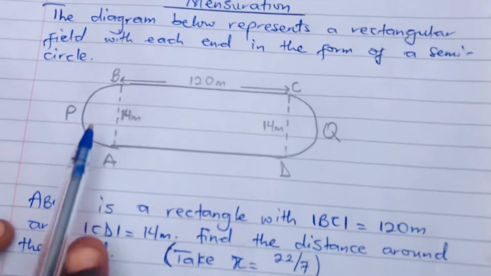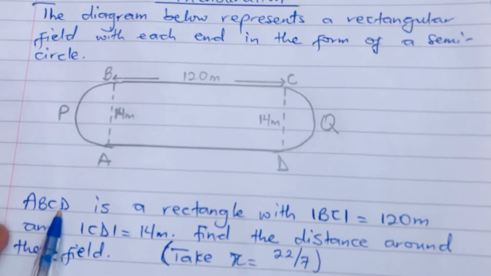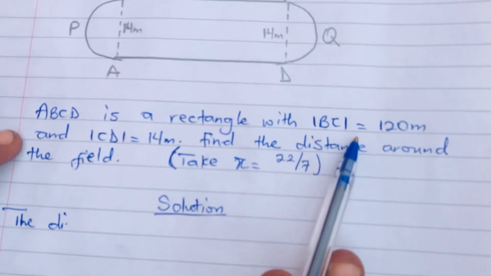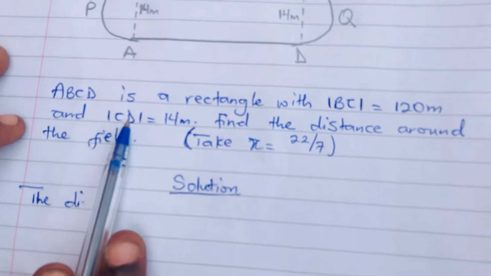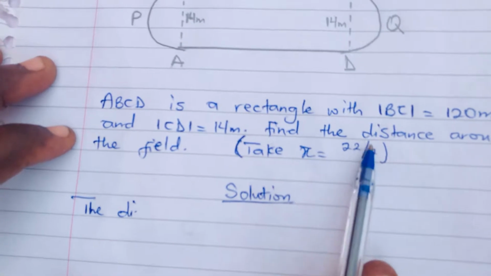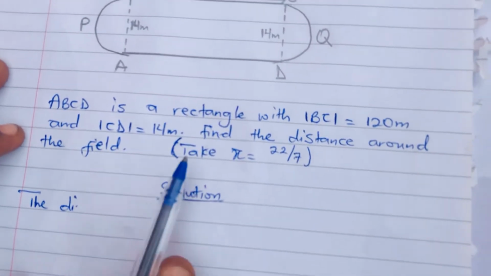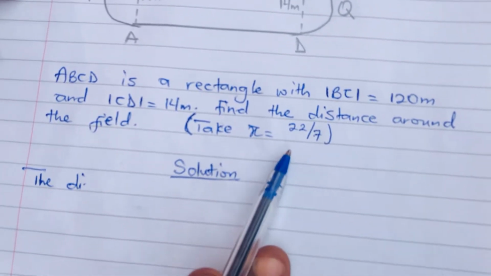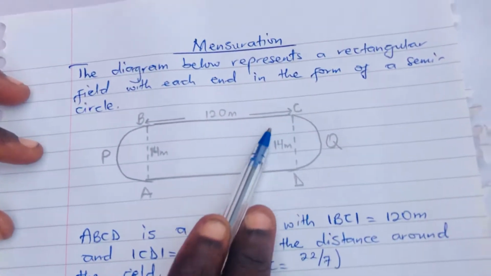a semicircle. So in this case we have A, B, C, D. It's a rectangle with line BC to be 120 meters and line CD to be 14 meters. So we are to find the distance around this whole field. Then they are saying we should take pi to be 22/7. So the first thing to do over here is to find the diameter of the semicircle.